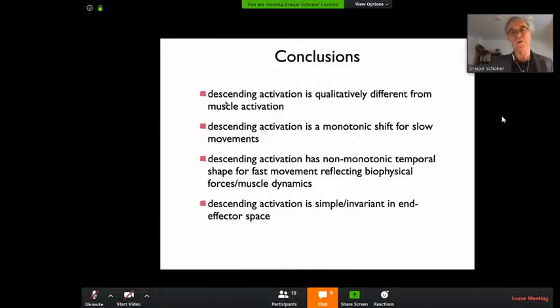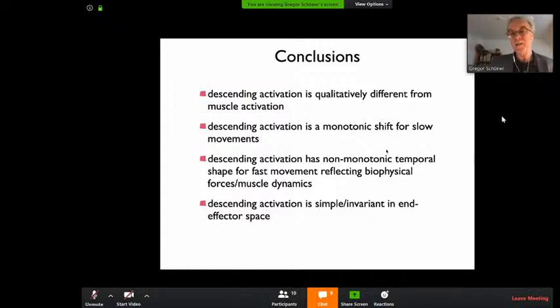What's the message of all of this? So first of all, it's clear that the descending activation is not just specifying torque or specifying force. It's been something that Anatol and Mark and others have emphasized many times. It's qualitatively different from that. It is not returning to zero. So it's not that the force generation itself is what makes the movement. For slow movement, the descending command is sort of like a monotonic shift that could be well thought of as a shift of the equilibrium position, this sort of idea of a ramp or virtual trajectory.